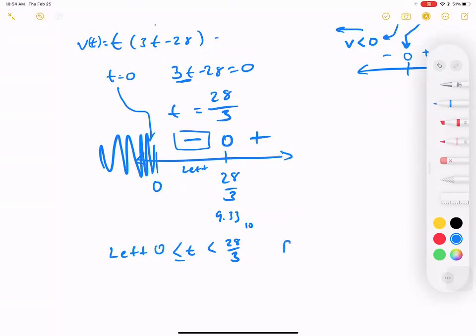The particle is moving right afterwards. It's 28 over 3. As t is greater than 28 over 3. Or we can write it the other way: t is greater than 28 over 3, the particle is moving to the right, because the velocity is positive.